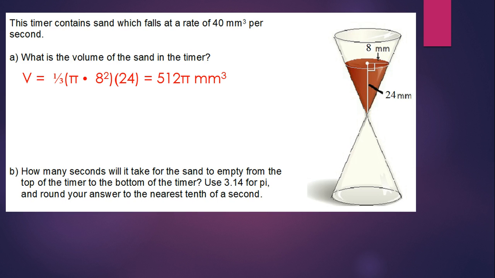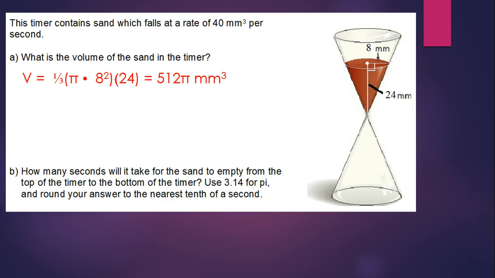Well, since it's a cone, we can find its volume by taking 1/3 times pi r squared for the area of the base times the height of the sand, which is 24 millimeters. So we have a volume of 512 pi cubic millimeters.